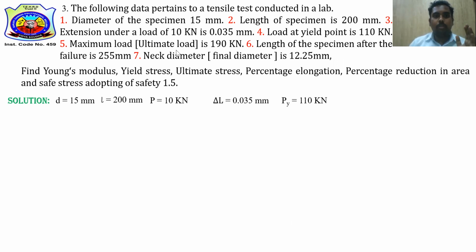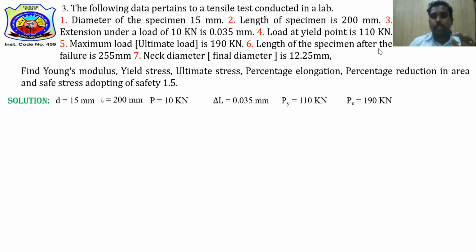Maximum load, that is nothing but ultimate load, is 190 kilonewton. Once again, students, load means P. He's asking ultimate, so U for ultimate. If I write PU, then it becomes ultimate load. So PU is equal to 190 kilonewton.